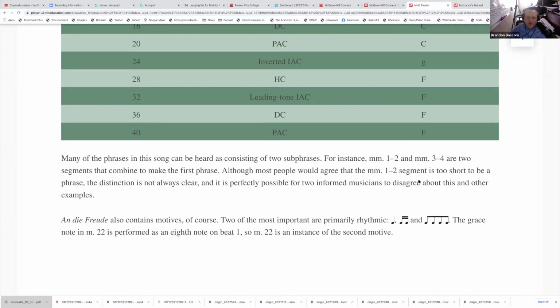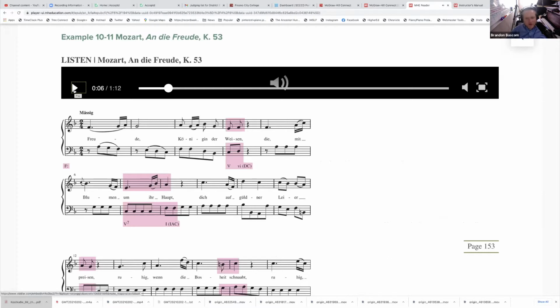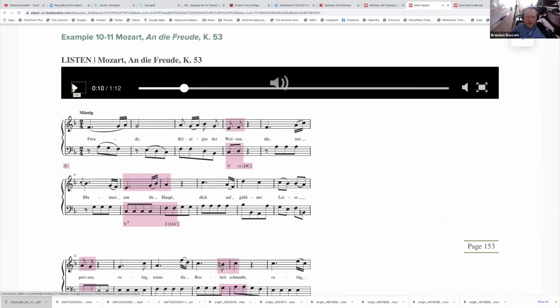So they're saying that measures 1 through 2 and 3 and 4 are two segments that combine to make the first phrase. Example 10.11. That was subphrase 1. Here's subphrase 2. What do you think? I'll believe it. You're okay with that? Yeah, I think so. Considering how they're used later in the piece. How they use which? How they use them. Yeah. If they were used together throughout the piece, then maybe it should be called one phrase, but they're kind of used separately.